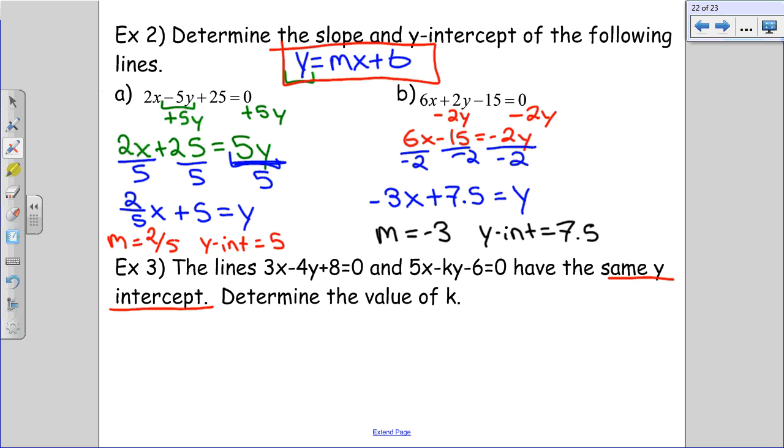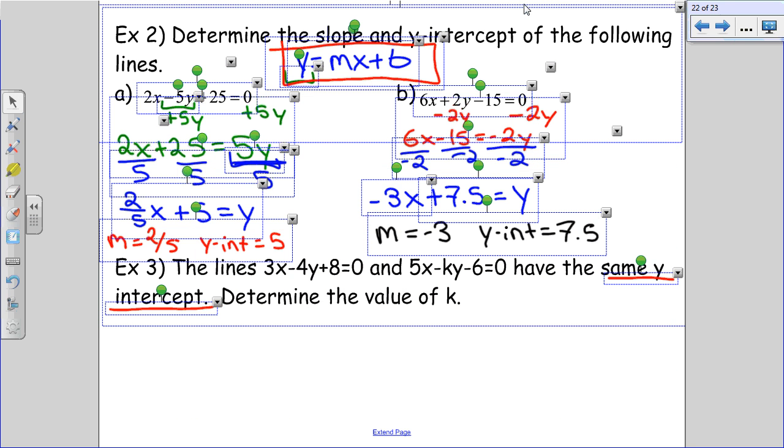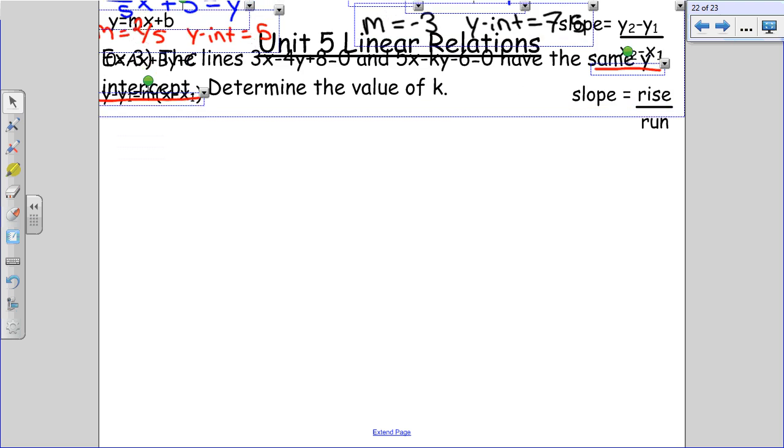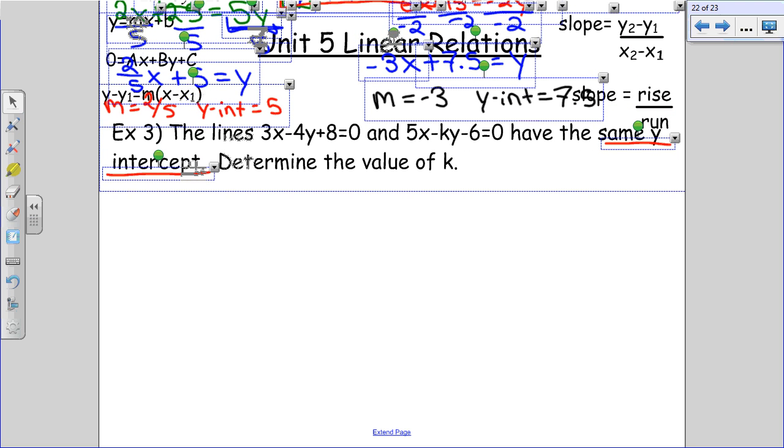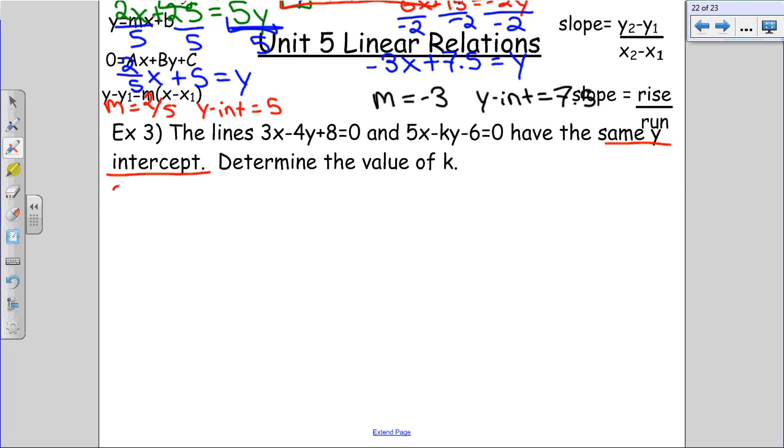We're going to start with the easy one. So we're going to find the y-intercept of that first equation. I'm going to move things up so you can see. So, I have 3x minus 4y plus 8 equals 0. I want to figure out the y-intercept of it.